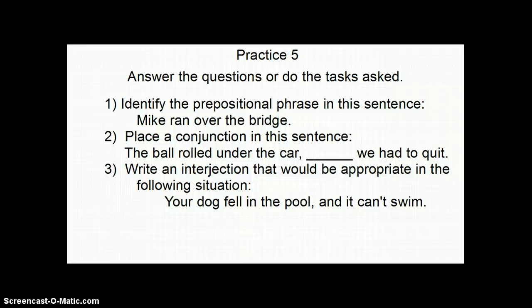Alright, if you're ready, here are the answers to practice 5. Over the bridge would be the prepositional phrase. Here are a couple of conjunctions. I really can't think of any other conjunctions that would work better, but there could be some other ones. And then these are just a couple interjections that you might use.